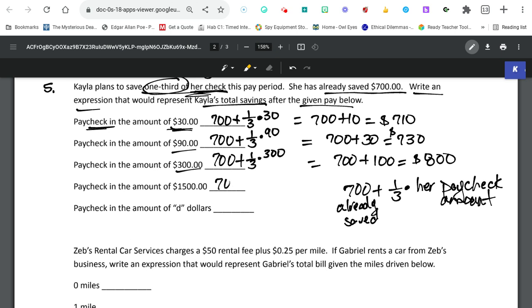So here it's going to be 700 plus a third of 1,500. Here it's going to be 700 plus a third. Now, it's no longer a regular number. It's a variable, a third of D. And that's how you write that variable expression.